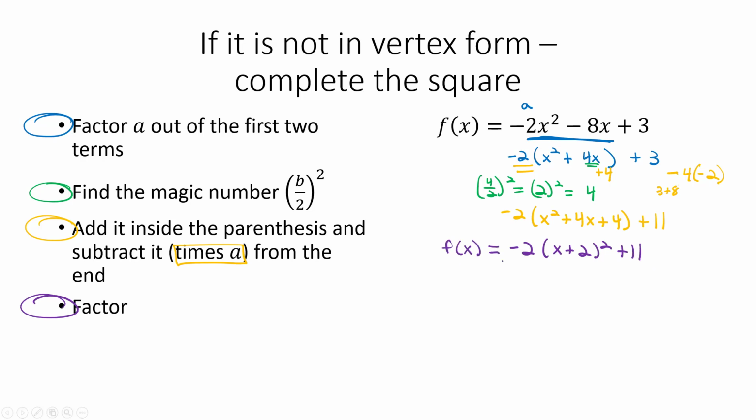And now f of x is in that perfect vertex form. We can identify h and k. Remember, h has to be the opposite. So the opposite of 2 is negative 2. Take k as it comes, 11. And the vertex of this function is negative 2, comma, 11.